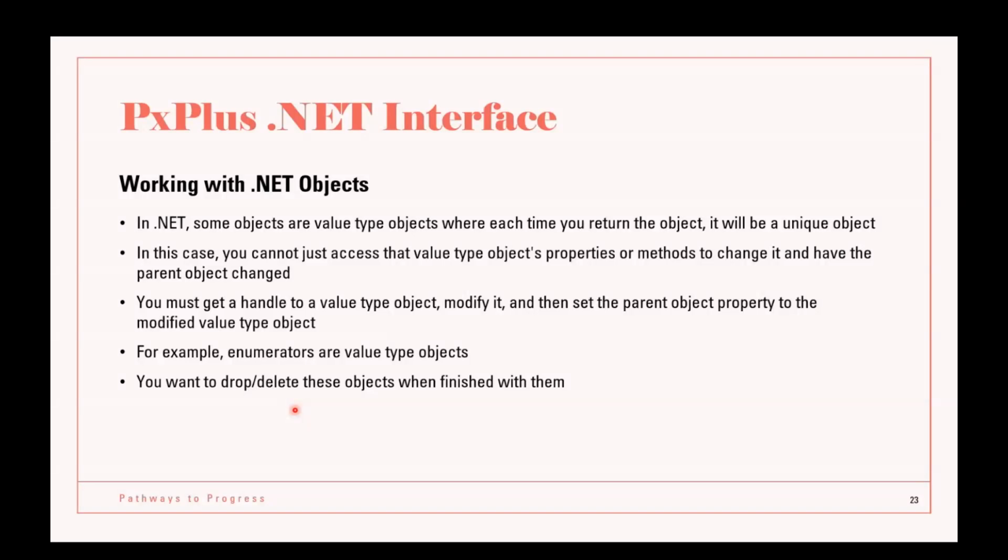What you need to do is save a copy, make your change, and then assign it back. And make sure to drop and delete that object once you're done with it. Since it's just a copy, if you don't delete it, it will just keep using up memory. Enumerators are an example of value type objects in .NET.